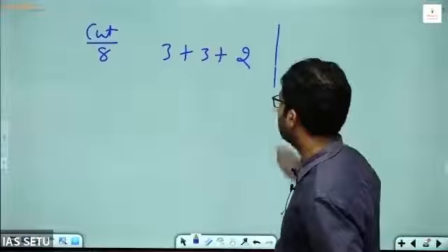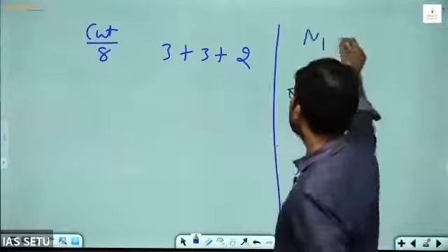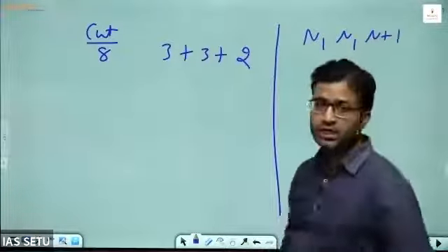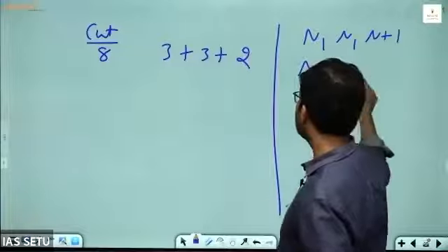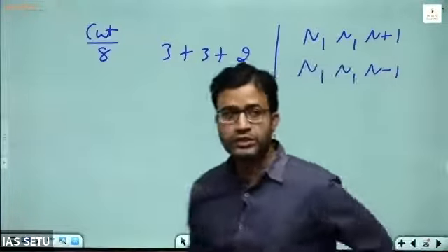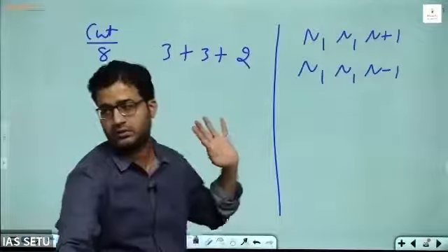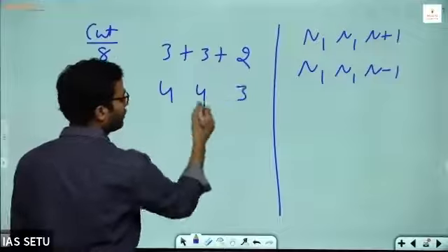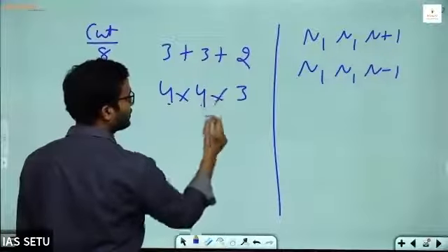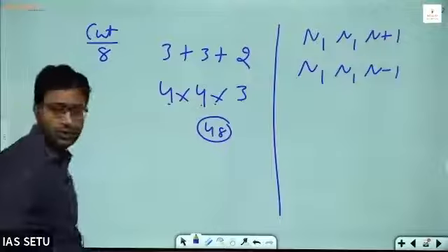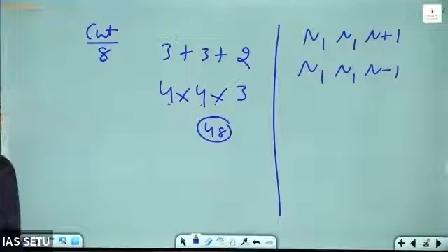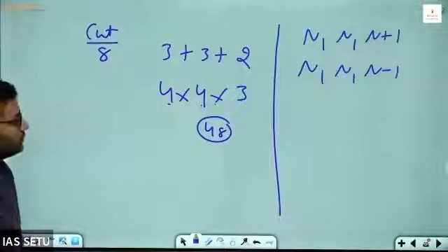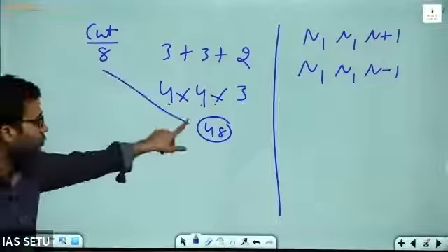Actually, your distribution will be like in the type 2 question, n. If it is 1 extra, n plus 1. If in case it is 1 less, it will be n minus 1. Your distribution has to be either 1 extra or 1 less. So 3 cuts give you 4 pieces, 3 cuts give you 4 pieces, 2 cuts give you 3 pieces, 4 into 4, 16, 16 into 3, 48. So with 8 cuts, we get 48 pieces. Eight cuts give you maximum number of pieces, 48.